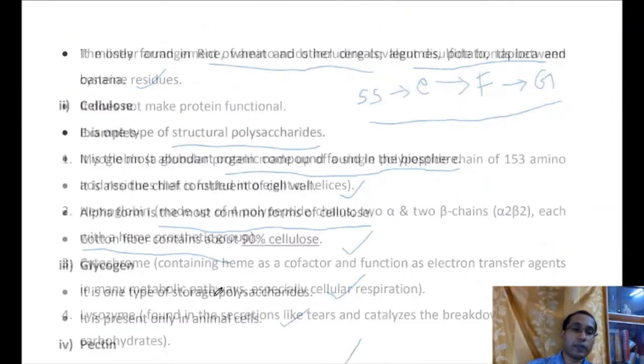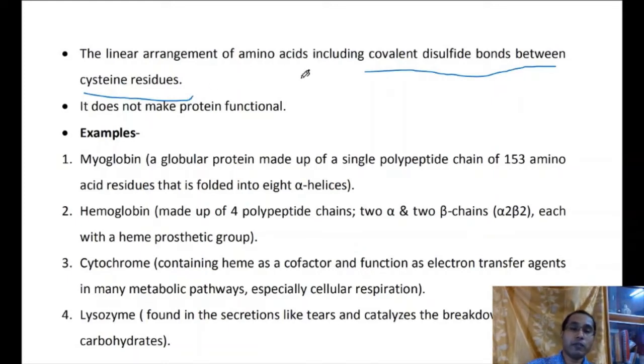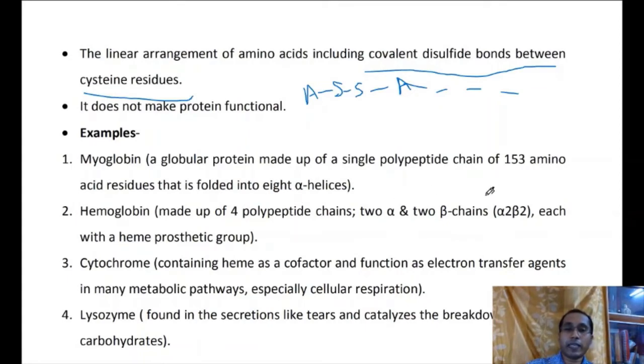So in the primary structure, the linear arrangement of amino acids can include covalent disulfide bonds between cysteine residues. Sometimes it is involved in making disulfide bonds between the cysteines. In cysteine, 2 sulfur groups are attached to each other, and the amino acid linkages go side by side. The first example is myoglobin, a globular protein made up of a single polypeptide chain of 153 amino acids that is folded into 8 alpha helices. So myoglobin is a very easy example.